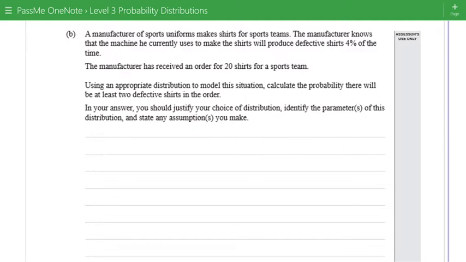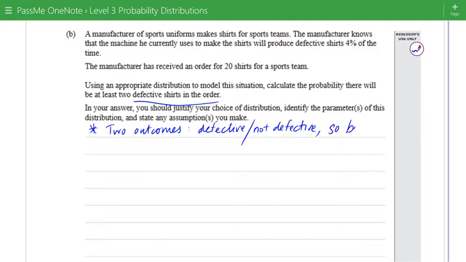And it really comes down to this idea of the shirt being defective. And so that gives us two outcomes. A shirt is either defective or not defective. And so because we have two outcomes, we're going to be using binomial distribution.